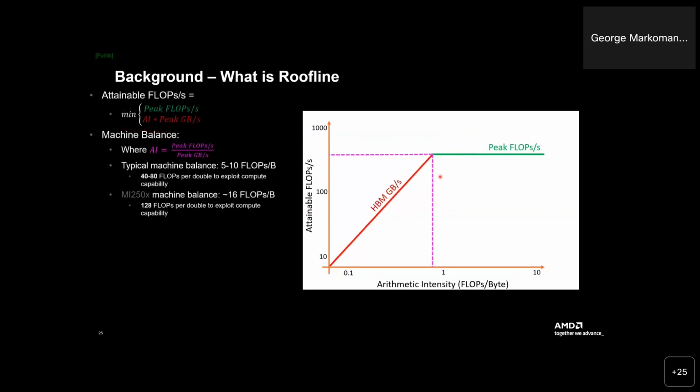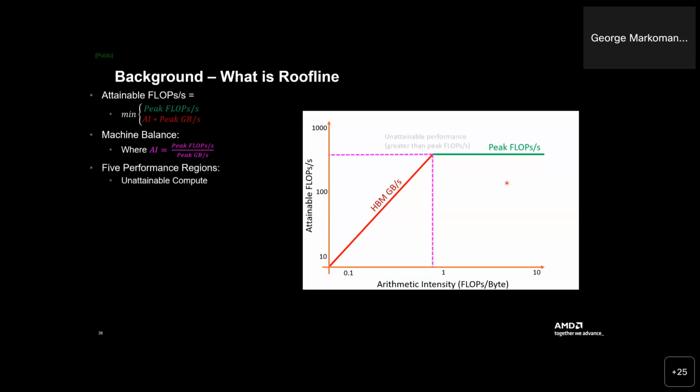Now, okay, once here where AI is, this here is the machine balance, okay? Typically machine balance is 5 to 10 flops per byte, but in the MI250X the machine balance is 16 flops per byte. We need around 120 flops per byte to exploit compute capability. This is just for information, it's not something to remember. You cannot be above this one. I mean, you can with matrix cores, but this is a different story.